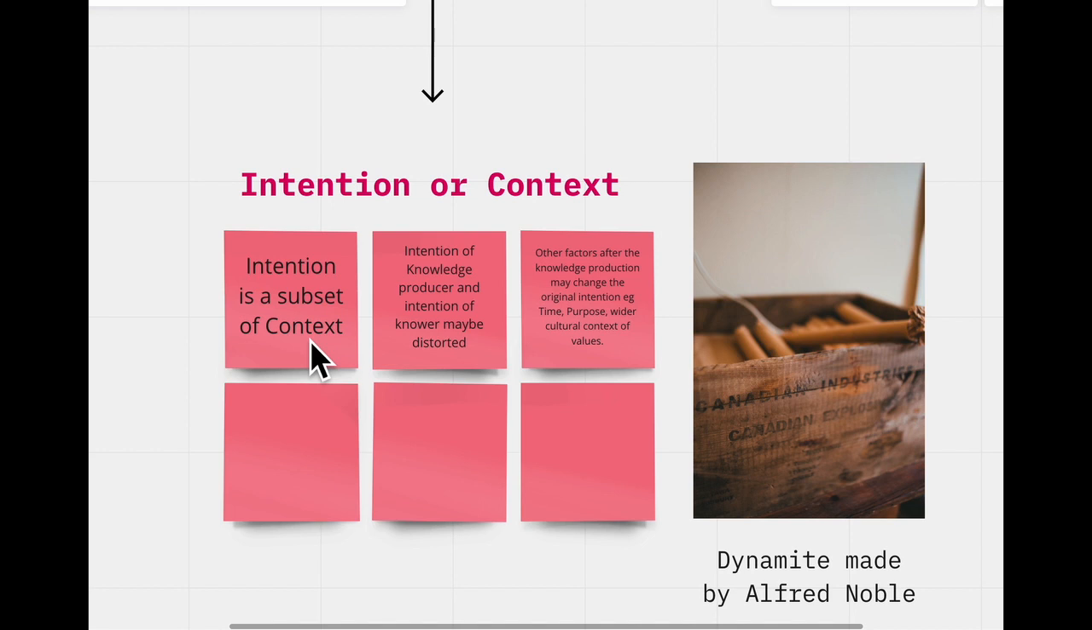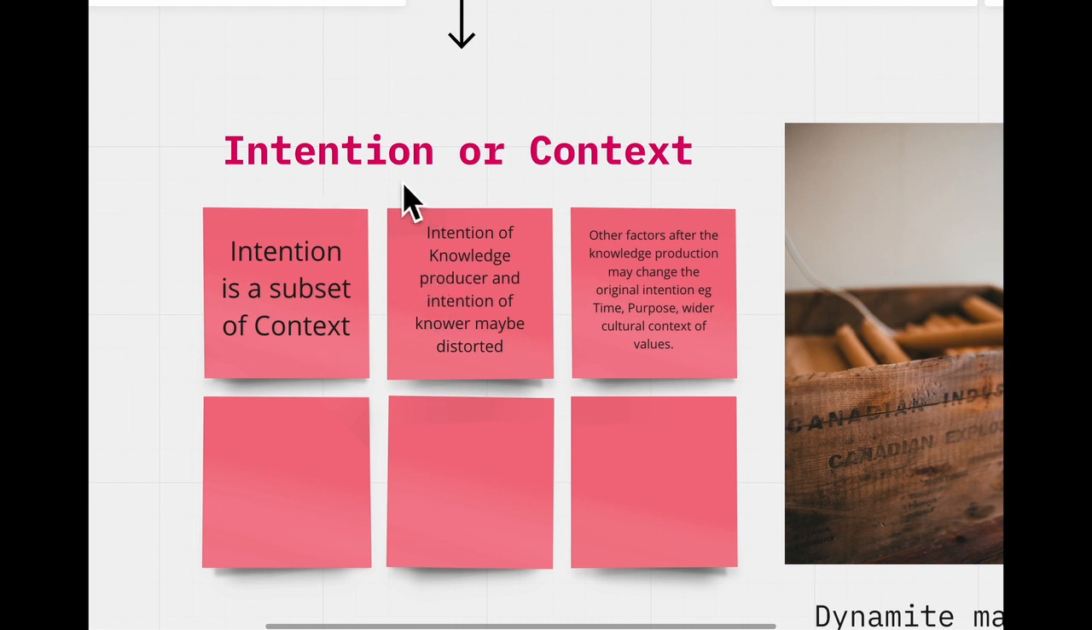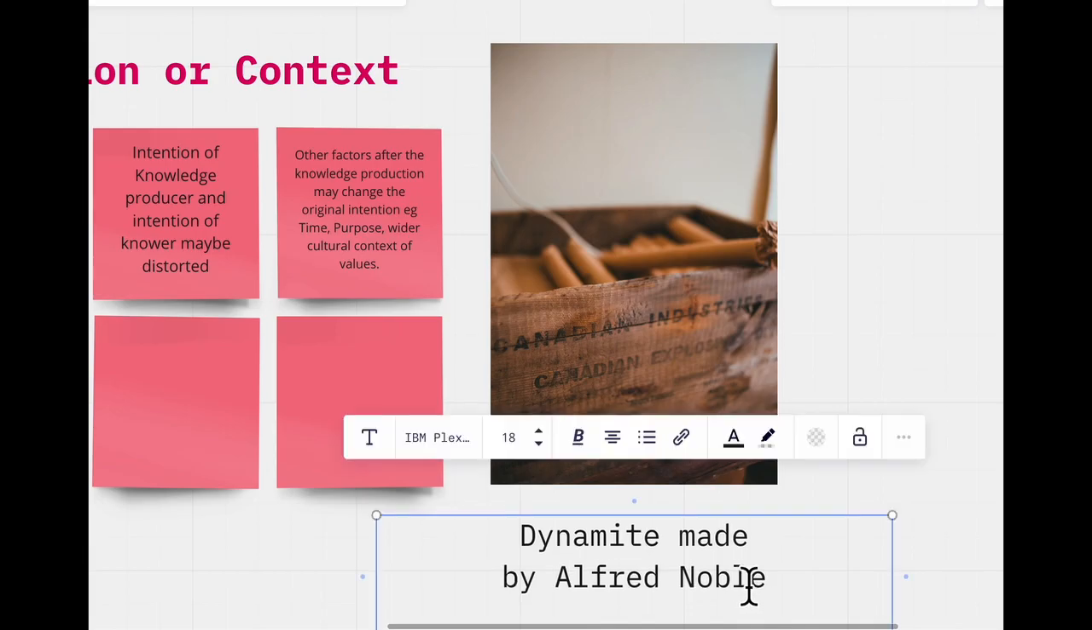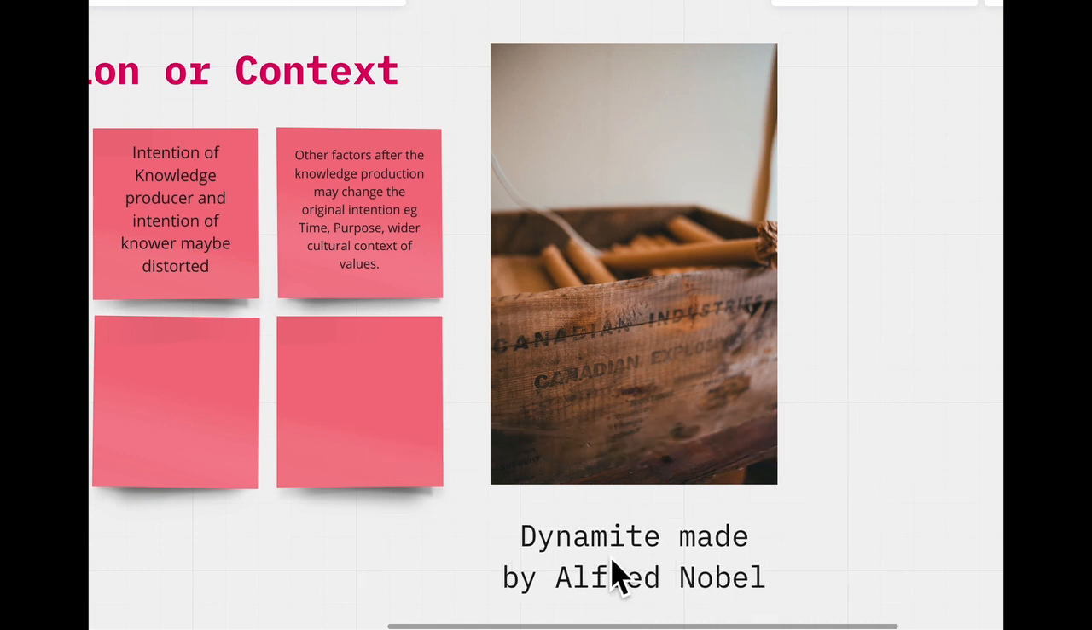The intention of the knowledge producer may be distorted by the knower, and the intention of the knower may be distorted by wider context. So in this case, Alfred Nobel's intention was literally noble, spelt differently. Alfred Nobel's intention was humanitarian and it was peaceful, but that was distorted by the knower, the people who got their hands on dynamite and who used dynamite for violence, for non-humanitarian reasons. Now, why did that happen?